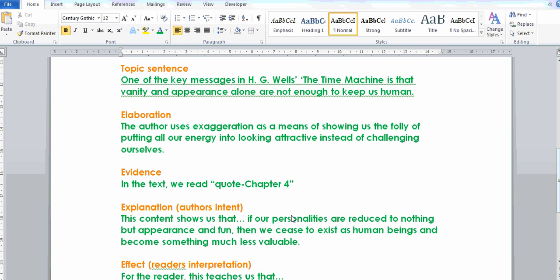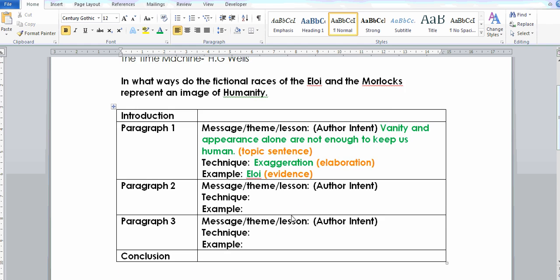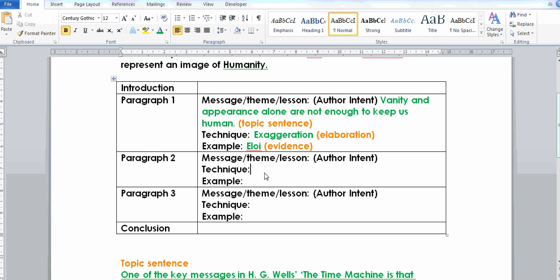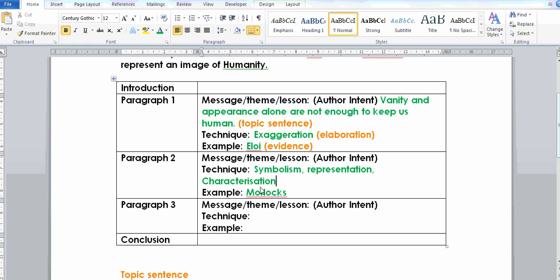You can see I've left some information for you to follow, and if you can go through and create your next section, in this case my example is going to be the Morlocks, because I know I have to talk about them. My technique could be anything, once again, from symbolism to representation to characterization. There's a whole list of different techniques which you can Google if you're unsure, and then you need to think about what lesson we were taught.